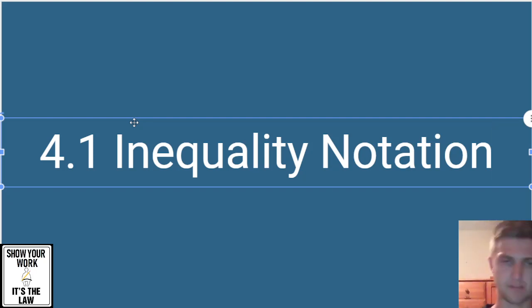All right, new chapter. 4.1 Inequality Notation. Let's break that down. Inequality. Equality means two things are equal. Inequality means two things are not equal. Notation is the way we write stuff. Note, N-O-T, like note taking, like writing down.